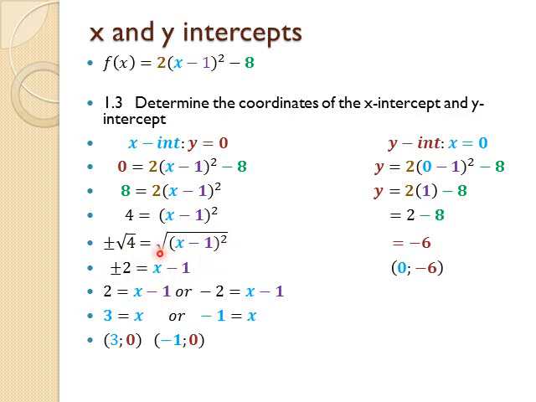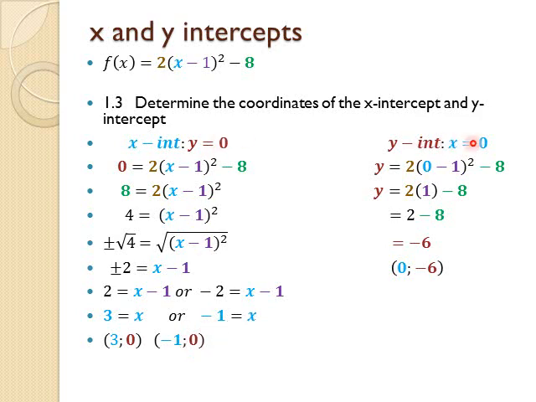The square and square root cancel. So I can now say positive 2 equals x minus 1, or negative 2 equals x minus 1. Take negative 1 over: 2 plus 1 gives me 3. Take negative 1 over: negative 2 plus 1 gives me negative 1. So my coordinates are (3, 0) and (negative 1, 0).